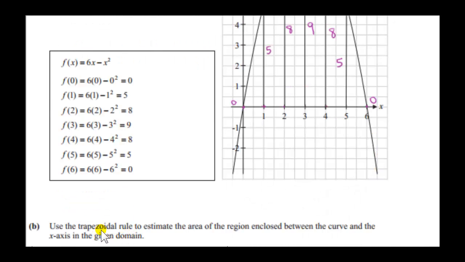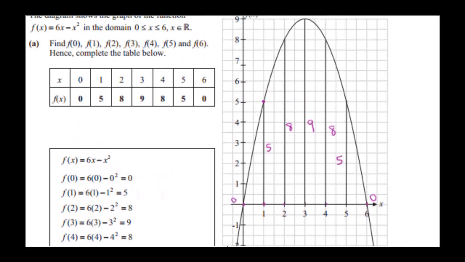Now we are going to use the trapezoidal rule to estimate the area of the region enclosed between the curve and the x-axis in the given domain. So what region is that? Well, it's very clear, isn't it? It's this region here. Okay, so we're going to get an estimate for this region. That means we're not going to get the exact region.